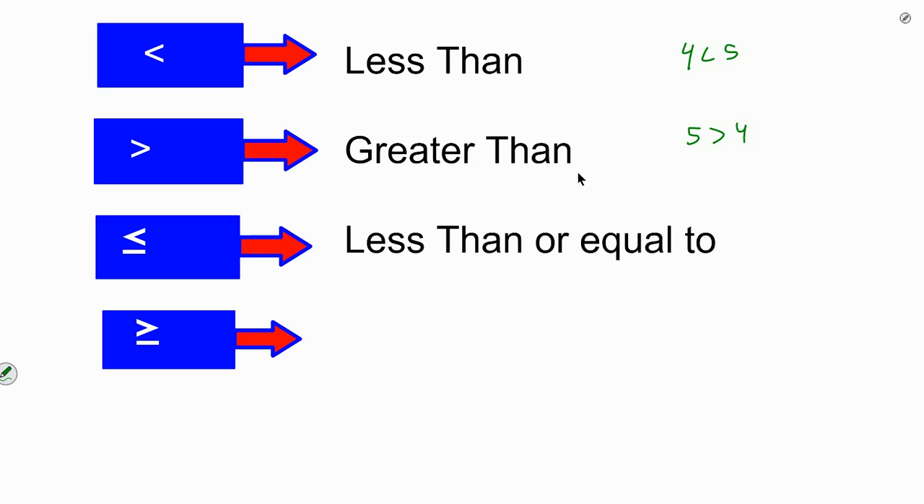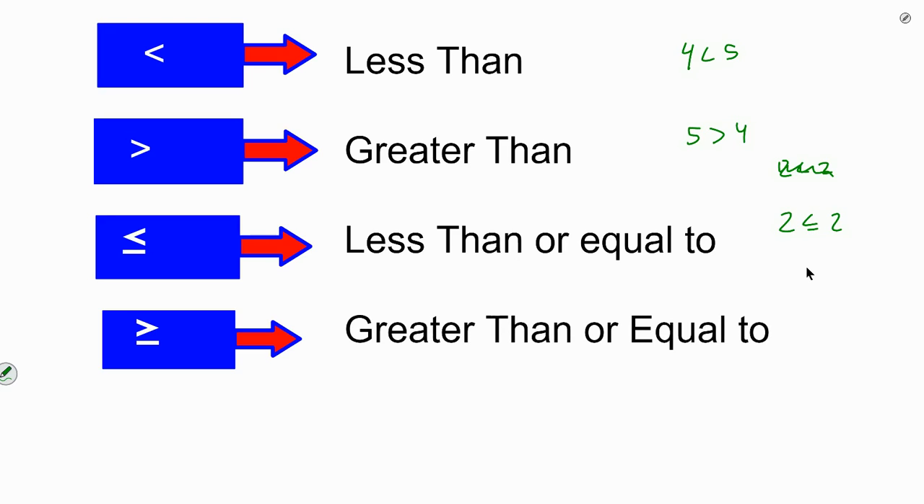Now remember, the equal to allows me to say statements like 2 is less than or equal to 2, where we wouldn't want to say something like 2 is less than 2 because that sounds weird. We could say an equal to because that's fine, because 2 is equal to 2. And lastly, we have greater than or equal to, which does the same thing, it's just flipped.